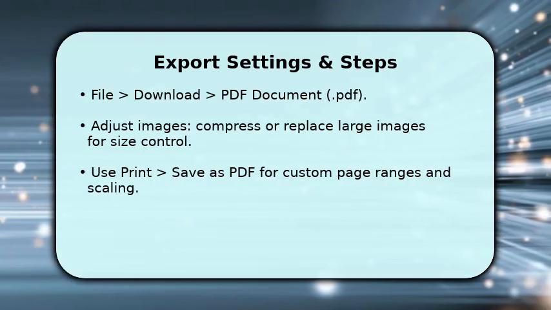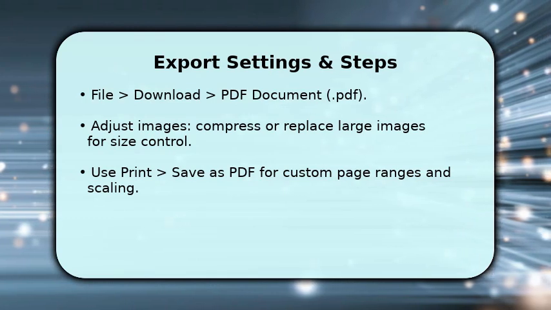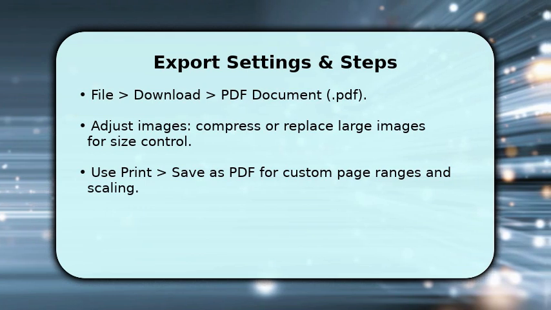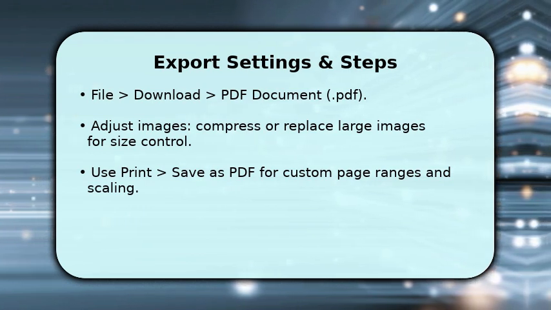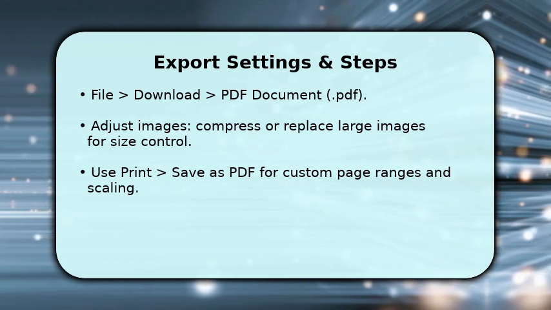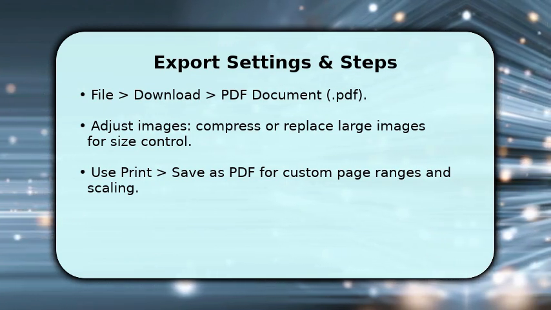From the File menu, choose Download and then PDF document. PDF for the simplest route. This keeps layout and fonts intact. If file size matters, compress images first or replace very large graphics because Google's default export embeds originals.